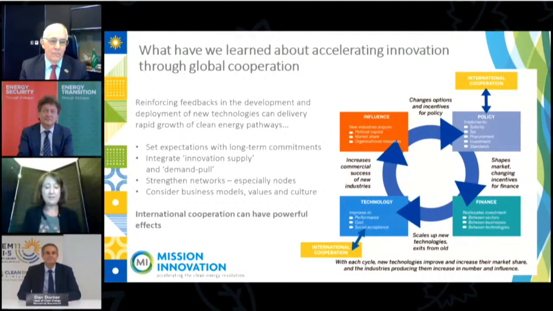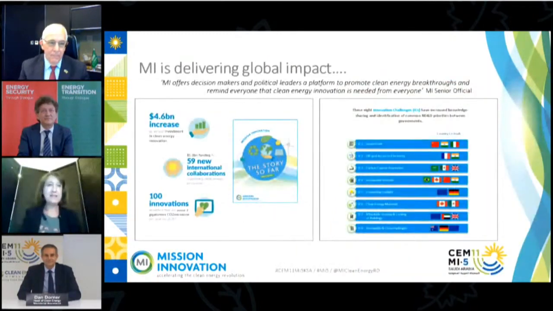So Mission Innovation is a real example of how joint commitments and increased collaboration by countries can deliver outcomes and increased impact and effort on the ground. In its first 5 years, Mission Innovation members have delivered a substantial boost to public sector investment in clean energy innovation of around $4.6 billion annually over the past 3 years.